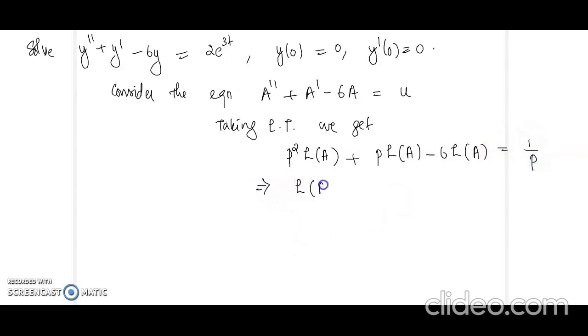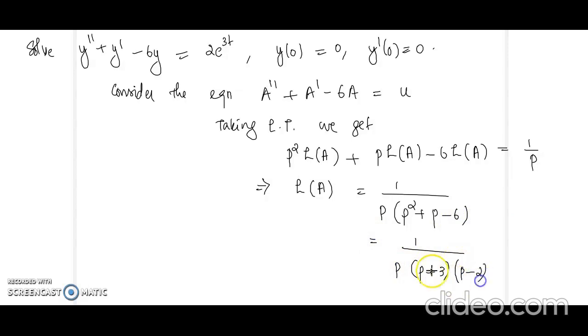So that implies L of a will be equal to 1 by p into p square plus p minus 6. So that is 1 by p into p plus 3 into p minus 2. Now we need to find a of t. So a of t is going to be L inverse of 1 by p into p plus 3 into p minus 2.